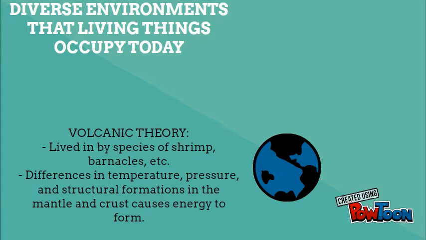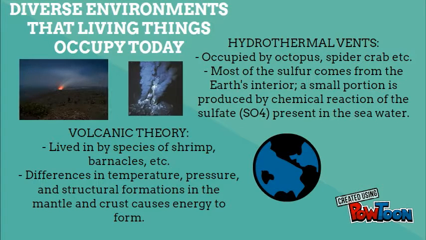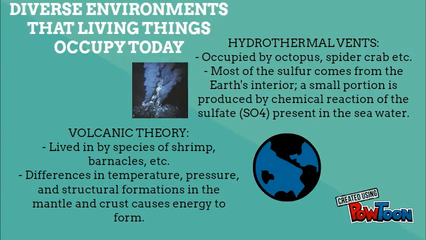Hydrothermal vents are occupied by octopus, spider crabs, and more. Most of the sulfur comes from the Earth's interior. A small portion is produced by chemical reaction of the sulfate present in the seawater. Thus, the energy source that sustains this deep ocean ecosystem is not sunlight, but rather the energy from the chemical reaction. The volcanic theory: lived in by species of shrimp, barnacles, and more.